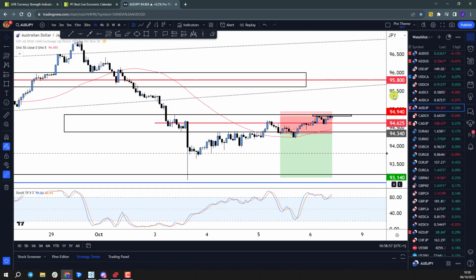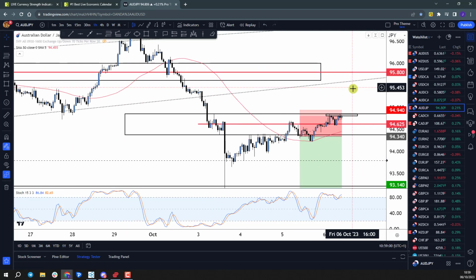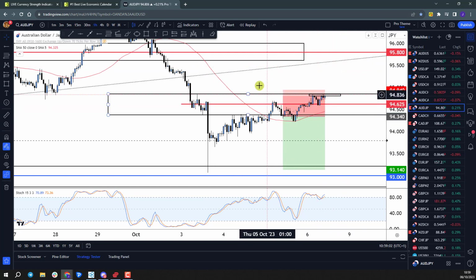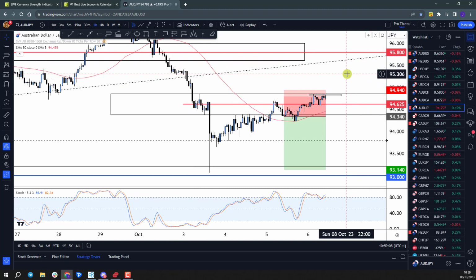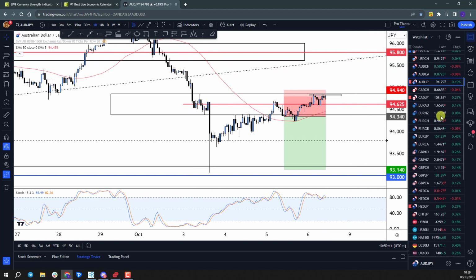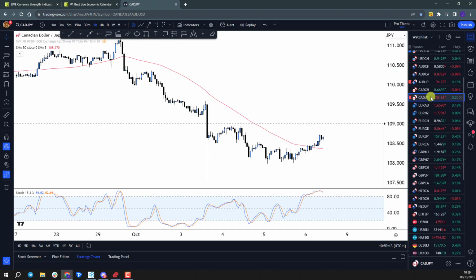I did say that I'm using a tighter stop loss on this one to try and get a better return here. It may pop up into this sort of area here at 95. So we'll just have to wait and see. I'm happy to hold this one. I was happy with the risk, so we'll see what happens there.